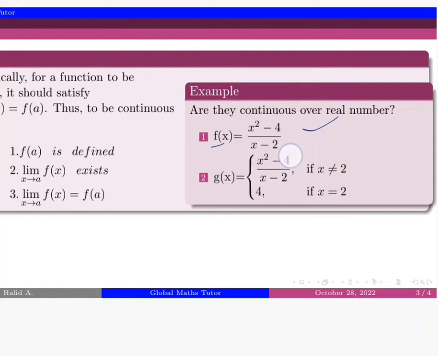For the second case, the function is defined as the first one, and it is defined as 4 if x is equal to 2. Then we have to check whether it is continuous or not, because at x equal to 2 it is defined by another function, the constant function 4, and if x differs from 2 then it is defined by this expression. So to check whether it is continuous or not, we have to do some calculations.